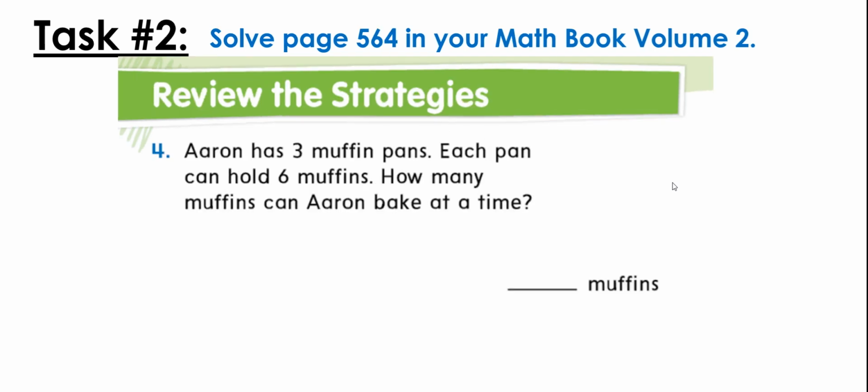For task number 2, solve page 564 in your math book volume 2. Aaron has 3 muffin pans. Each pan can hold 6 muffins. How many muffins can Aaron bake at a time? You have to make the table and find the pattern.